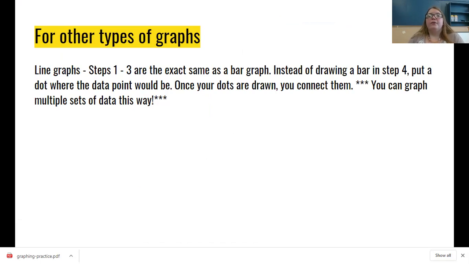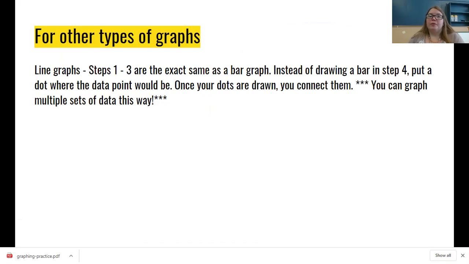In the past, I've noticed that students are a little intimidated when an experiment calls for a line graph. Steps 1 through 3 are exactly the same. The only difference is instead of drawing bars in step 4, you put a dot where those data points would be, and then you play connect the dots.